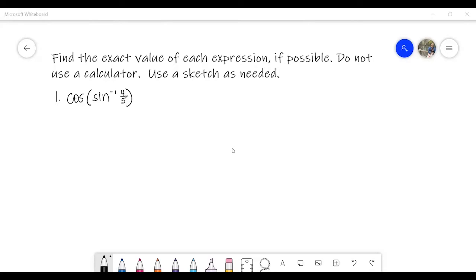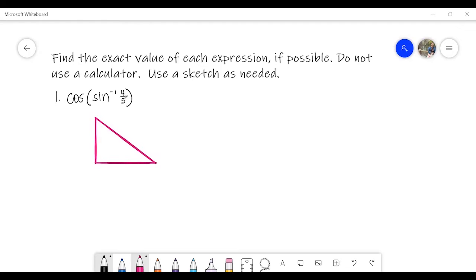Okay, so usually when the two functions are different from each other, so you see we have cosine and sine inverse, they're not both cosines, they're not both sines. Usually your best option is to draw a picture. Any type of right triangle will do, doesn't have to be anything special.